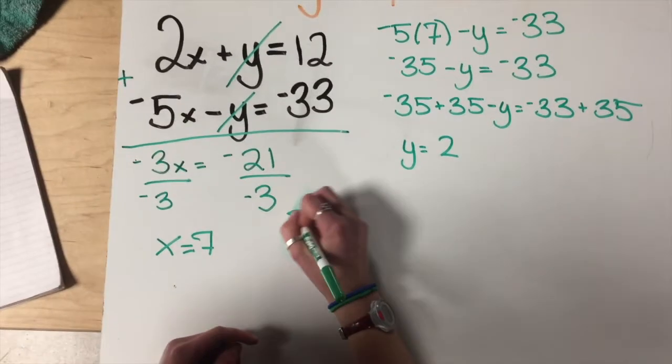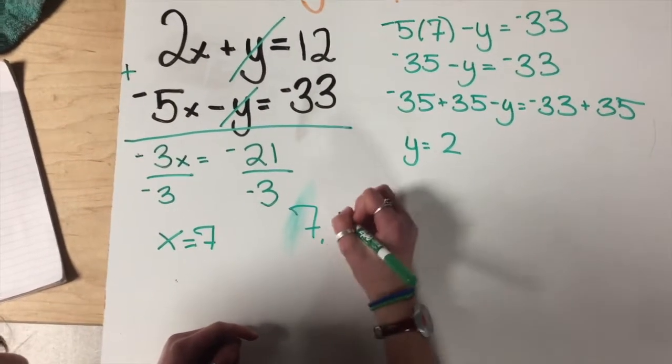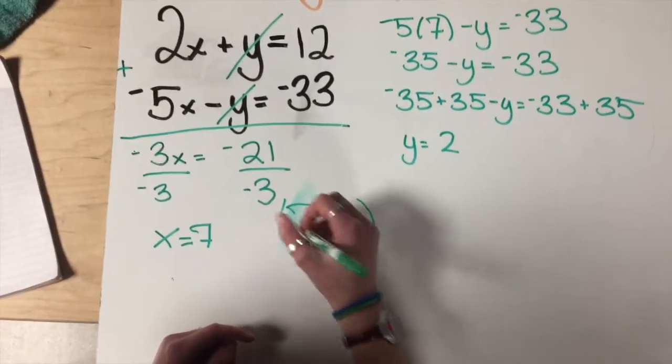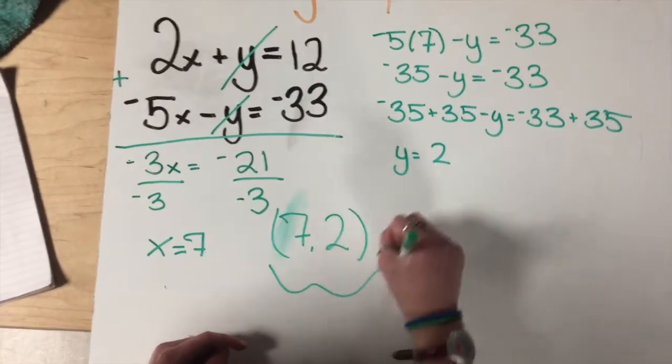7, comma 2. Remember x and y in parentheses. And there's your ordered pair, 7, 2. And that is how to solve using elimination.